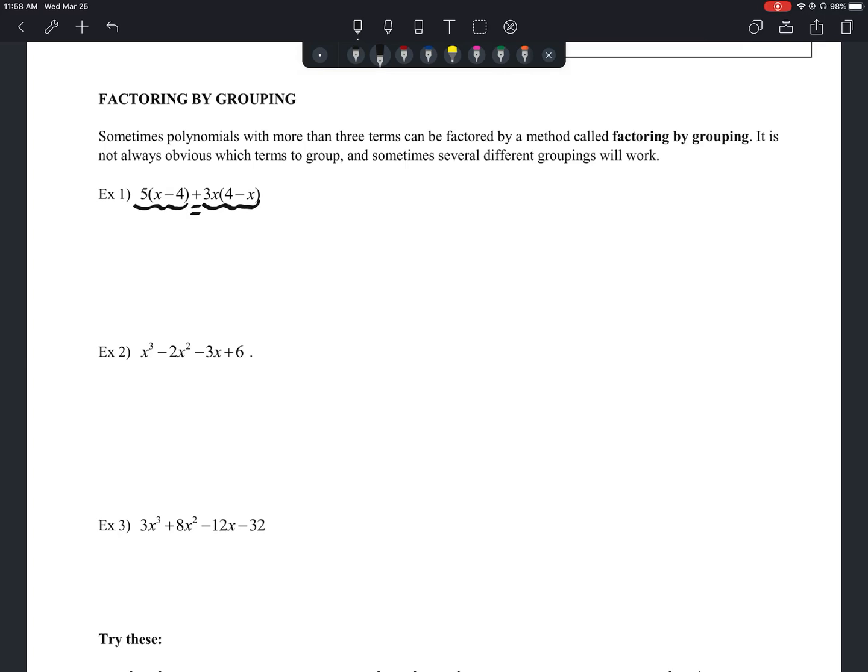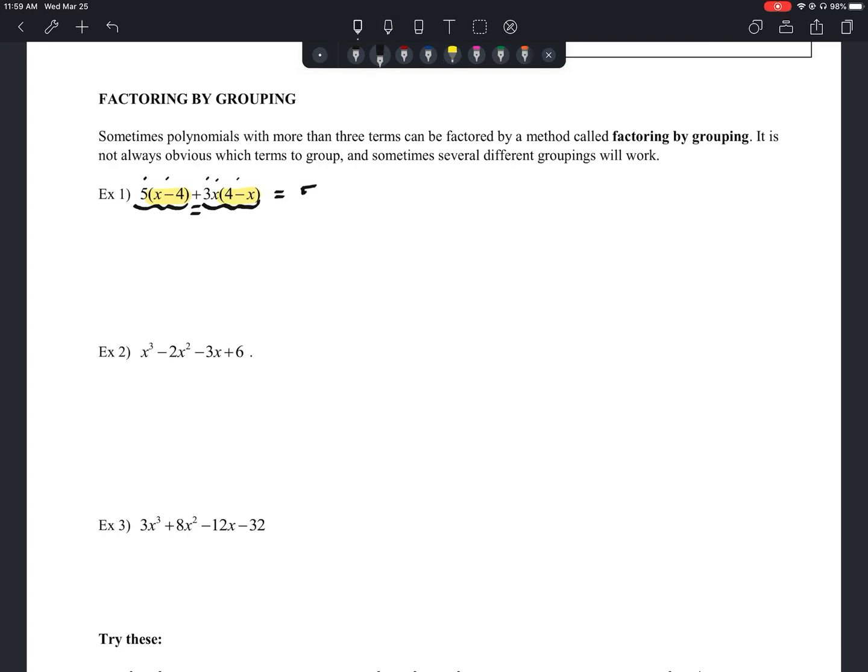Now, as we look at that, we can look for our greatest common factor. The way it's written here, I don't really see anything. In this first one, we have a 5 times the quantity of x minus 4. The second one, we have a 3 times an x times the quantity of 4 minus x. Now we know here, we've seen these before, when we have an x minus 4 and a 4 minus x, we know those are going to be opposites. So let's start out here by trying to rewrite those so that they look the same.